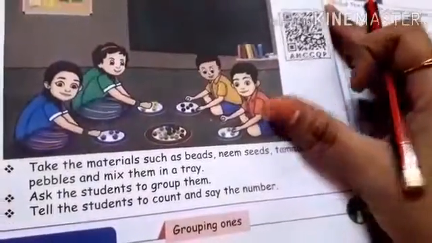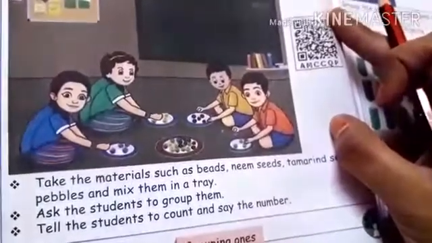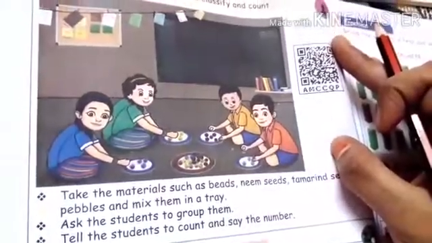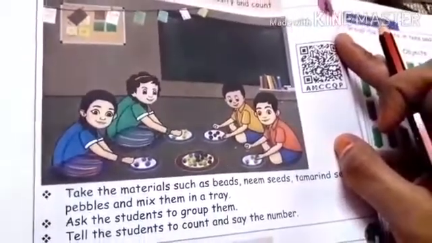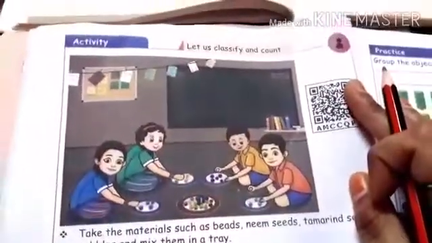Okay. You have to count. For example, if you are taking neem seeds separately, you have to count the seeds and you have to say how much is there. So like that each and everything have to separate and have to count and say the number. Okay. This you have to do by yourself in your home as activity. Okay.